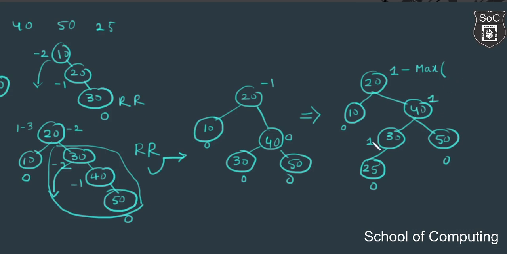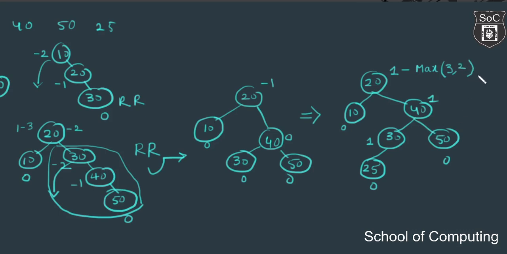Now 20 to 25, what is the height? 20 to 40, 1 edge. 40 to 30, 2 edges. 30 to 25. So from 20 to 25, if I travel, I will be visiting 3 edges. So height is 3. 20 to 50, it is only 2.